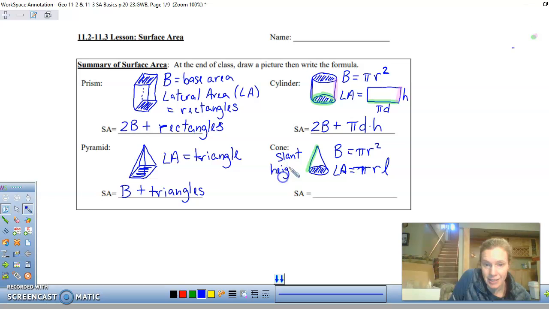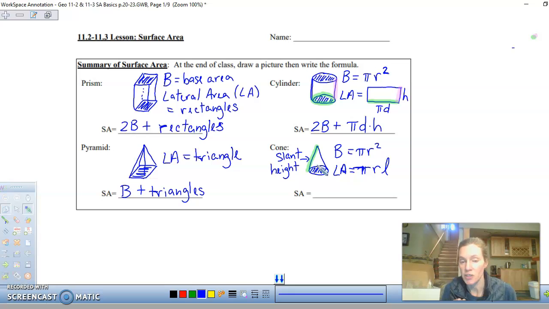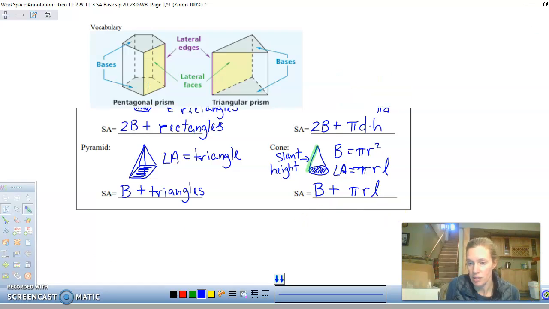So you need the slant height to figure out the surface area or the lateral area of the cone. Okay, so here, surface area is the one base, just like there's only one base for a pyramid, plus the lateral formula, which is pi times r, the radius, times L, the slant height. And again, you can use this formula sheet when you are doing your test for this. Okay, so let's try some of those.